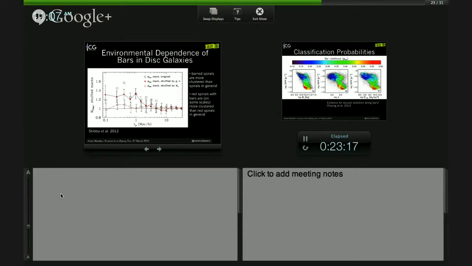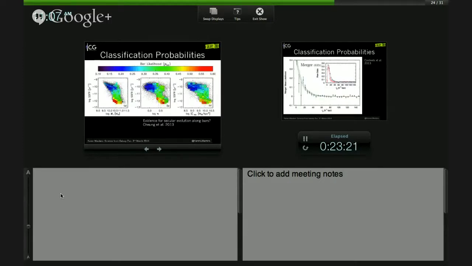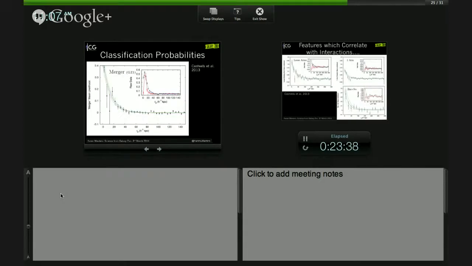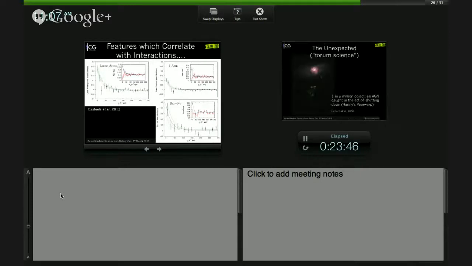So we have other examples of using the classification probabilities directly to look at galaxy evolution. So for example, this is star formation rate versus mass, color-coded by the bar probability again. And you can use this to disentangle different trends of bar probability with galaxy mass at different parts of the population. And with apologies to Kevin Casteels, some really neat stuff looking at indications of interactions. I'm going to just skip over this.